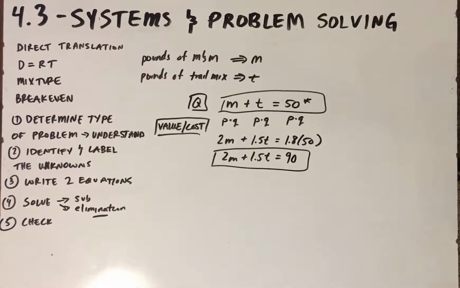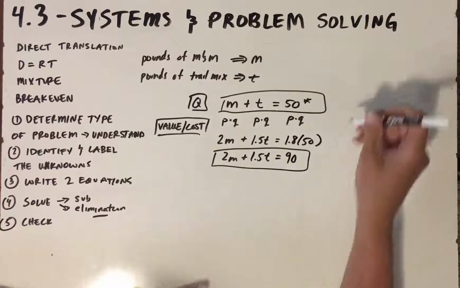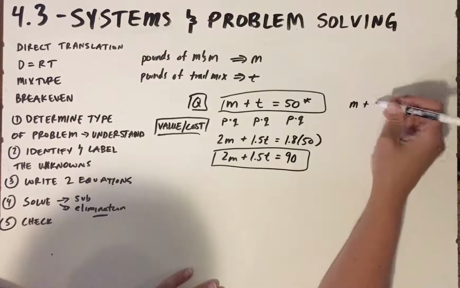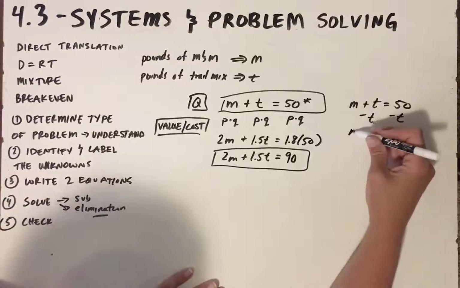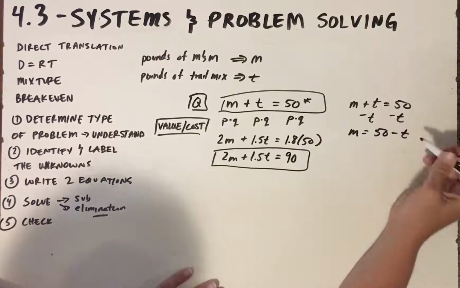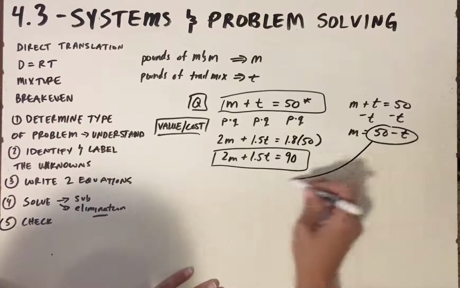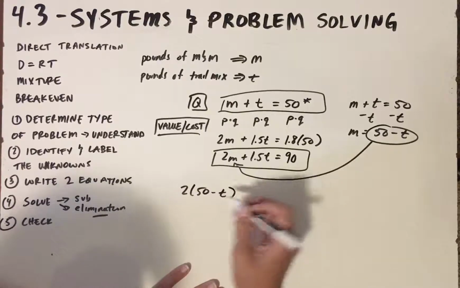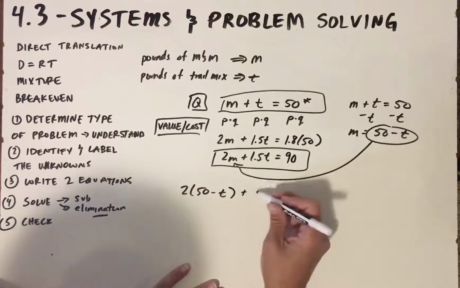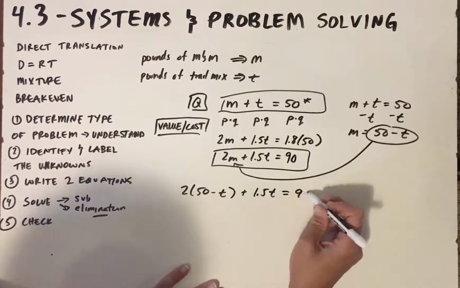In this case, it's how much the M&Ms and trail mix are costing me. So what am I doing? Well, we could use elimination or substitution. Just for kicks, I'm going to use substitution. This time I'm going to solve for m. So I'm going to get m is equal to 50 minus t. And if that's what m is, I can take that and plug it in right here. So we get 2 times (50 minus t), which is the value of m, plus 1.5t is going to be equal to 90.